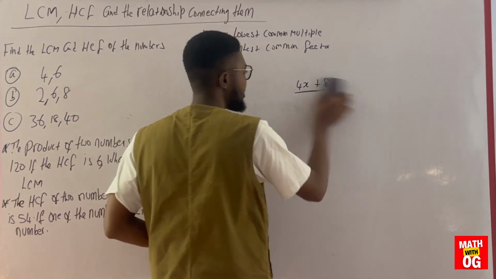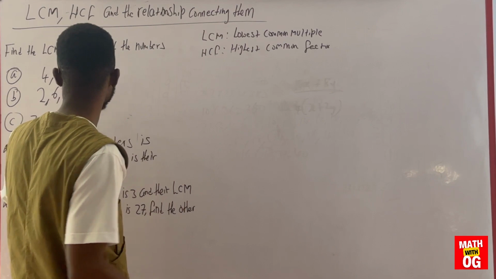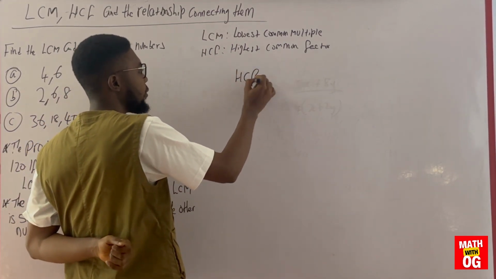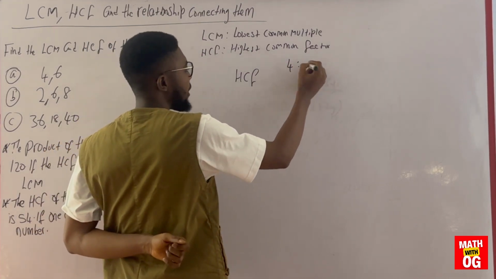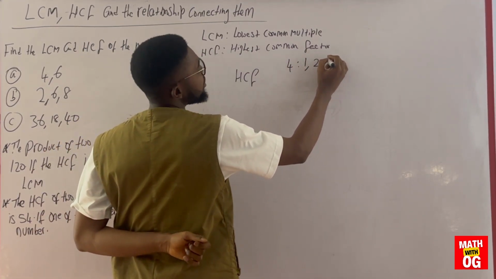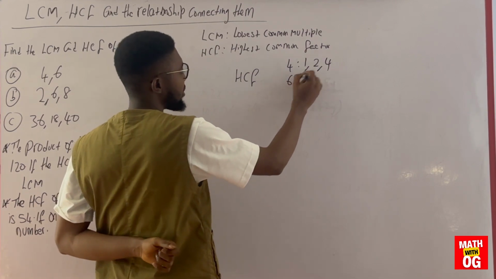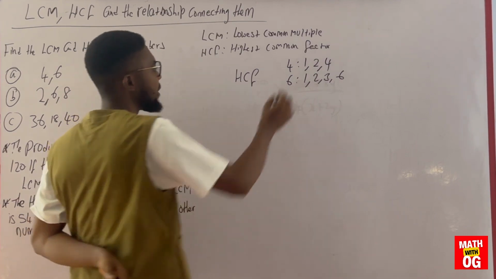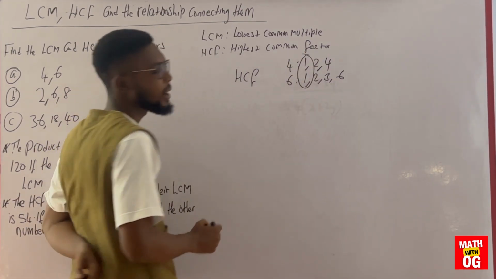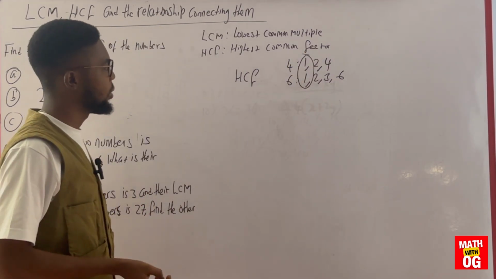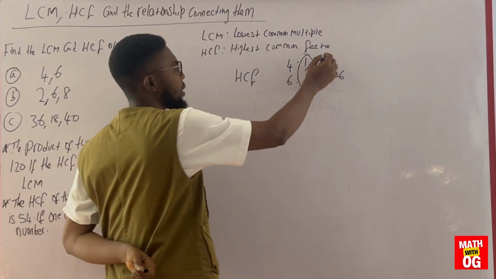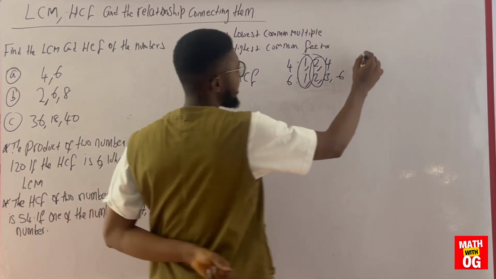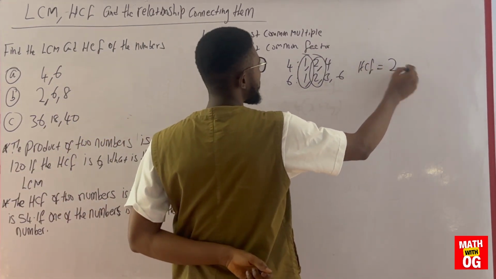Now, how do we get this HCF? Starting with the very first question, 4 and 6. I'll bring out the factors of 4 and the factors of 6. 4: factors are 1, 2, and 4. 6: factors are 1, 2, 3, and 6. Now, what are the common factors? 1 is a common factor of all numbers. Another common factor is 2. So what is the highest common factor? The highest common factor is equal to 2.